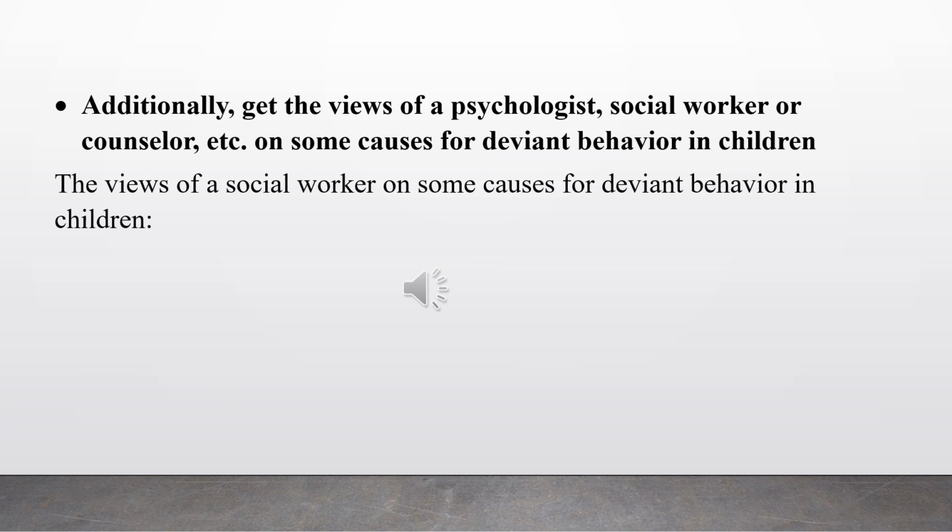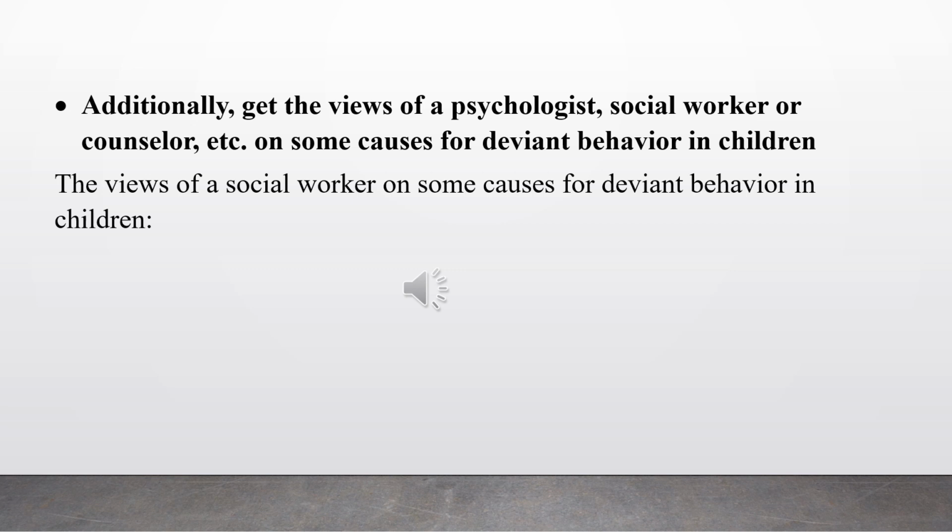Here are some views of a social worker on some causes for deviant behavior in children. One is an environmental factor. The role of the environmental factor shapes a child's behavior. These factors can include family dynamics, parenting styles, socioeconomic status, exposure to violence or trauma, peer influence, and community resources. Adverse experience or a lack of supportive environment can contribute to deviant behavior.